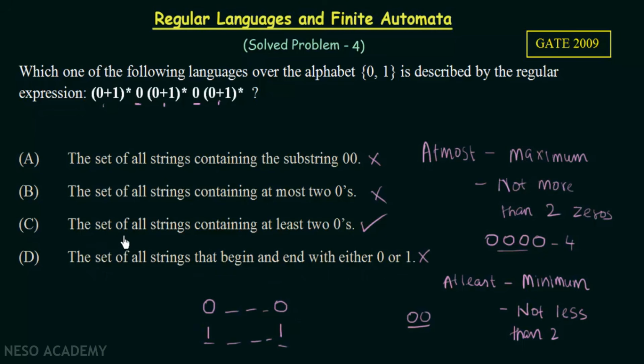So we say that option number C is the right description for this regular expression, the set of all strings containing at least two zeros. So this is how you can analyze the regular expression and find out the correct description for it.